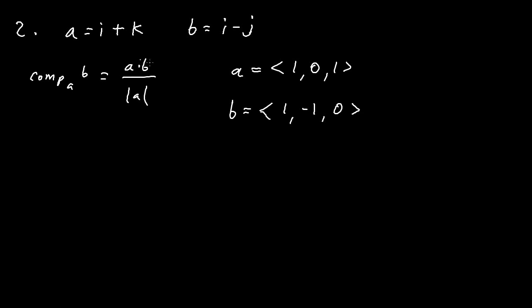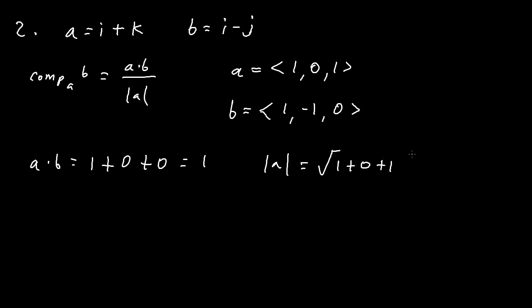Now let's go ahead and find the dot product of A times B. So A times B is going to be equal to 1 times 1, which gives us 1, plus 0 times negative 1, which is 0, and then plus 0 times 1, obviously another 0. So the dot product yields 1. Now in order to find the magnitude of A, let's take the square root of the x value squared, so 1 squared is 1, plus 0 squared, and then plus 1 squared. So our magnitude will be the square root of 2.